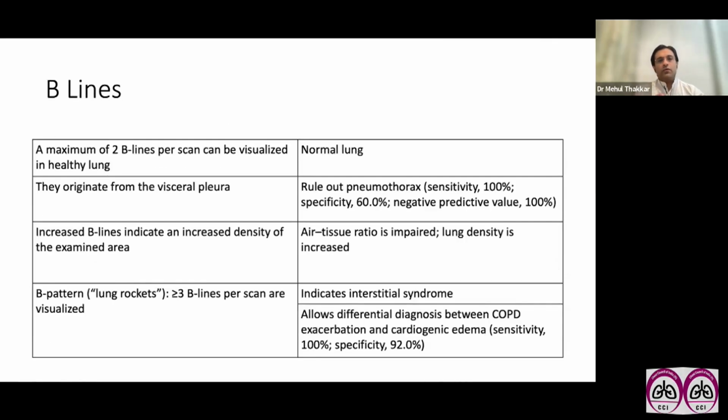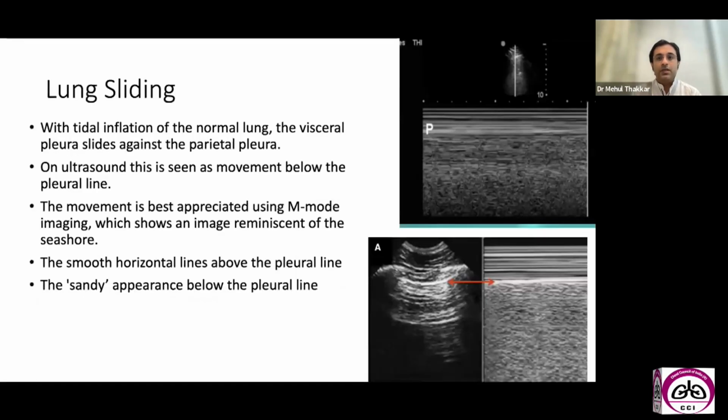A maximum of 2 B lines that you can see is considered as a normal lung. If you don't see them originating from the visceral pleura, you have to rule out pneumothorax. If you see an increase in the number of B lines, then probably the lung density is increased. And here you can see whether it's a focal increase or a diffuse increase. If it's a diffuse increase, you can think of an interstitial pathology. If it's a focal increase, focal pathologies like consolidation might be present.